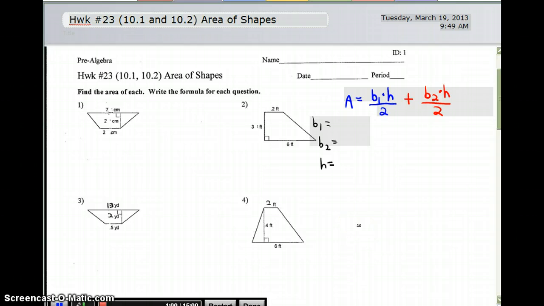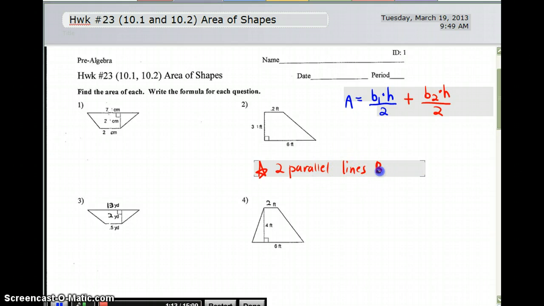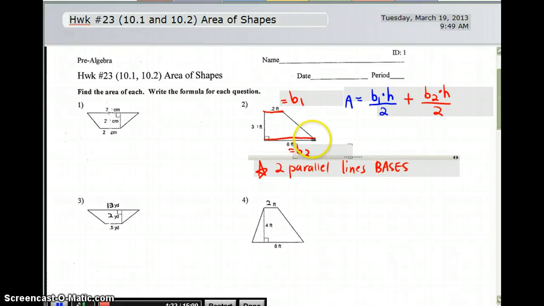When I look at number 2, this is very important that you look back at your notes. In your notes, it says that 2 parallel lines are your bases. Okay, so here when I look at the 2 parallel lines in my figure, that would be up here and down here. So the 2 is, I will say, base 1, and the 6 is base 2. Now we could switch them, but it really won't matter later because, again, you're finding the area for one triangle and then the area for a second triangle.